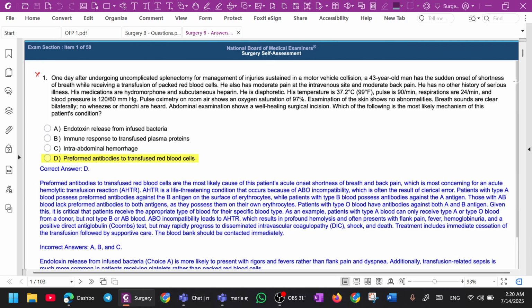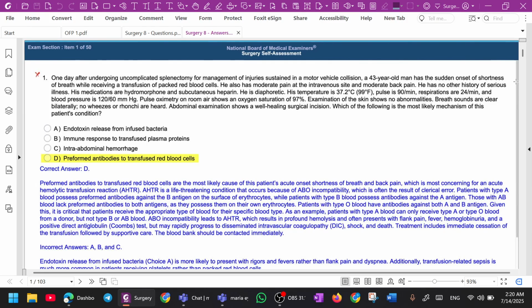Patients with type O blood have antibodies against both A and B antigens. Given this, it is critical that patients receive the appropriate type of blood for their specific blood type. As an example, patients with type A blood can only receive type A or type O blood from a donor, but not type B or AB.